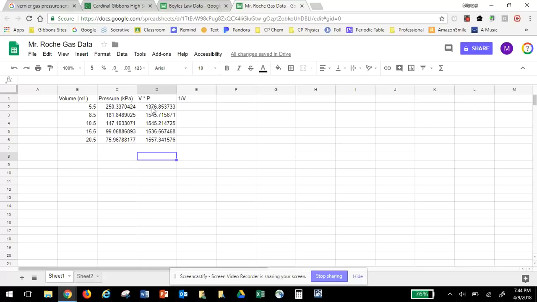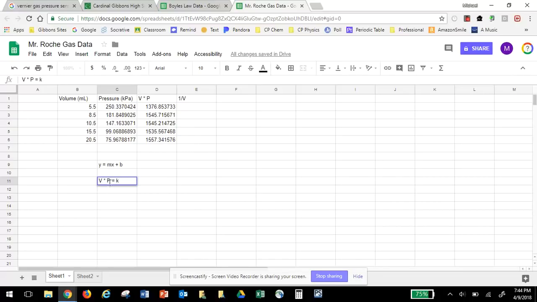That's not unusual. But the fact that these numbers all look alike is a very good indication that this times this equals a constant. So going back to y equals mx plus b, if we're trying to get something into that sort of formula, what we know is that the volume times the pressure equals a constant, right? Equals some constant.